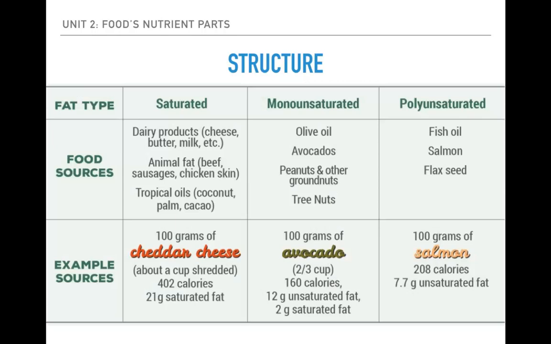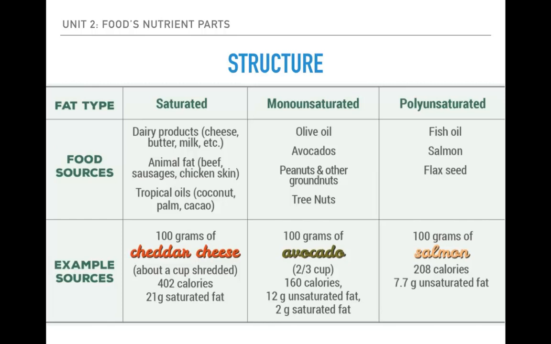Now you can see some of the sources. Our saturated fats tend to come from animal products, with the exception of some tropical oils like coconut oil and palm oil especially. You can see in 100 grams of cheddar cheese, a cup of shredded cheddar cheese, you'll get about 21 grams of saturated fat. And monounsaturated sources, which tend to be more plant-based, olive oil, avocados, some very popular ones, you'll get about 12 grams of unsaturated fat from a typical size avocado, and you'll also get some saturated fat in there as well.